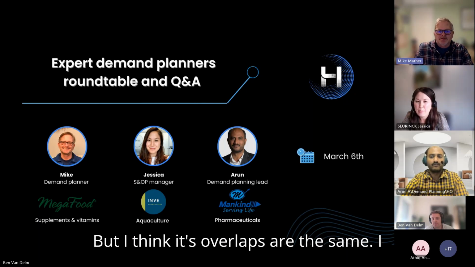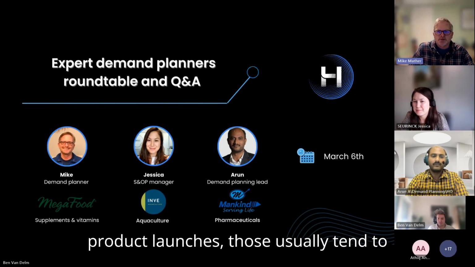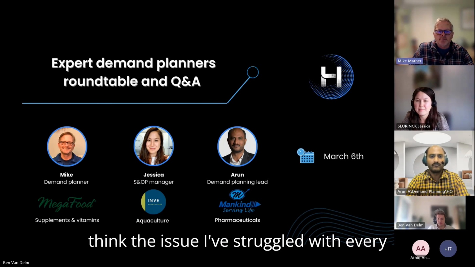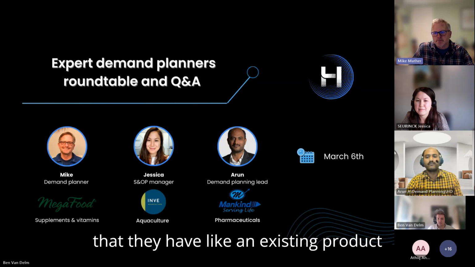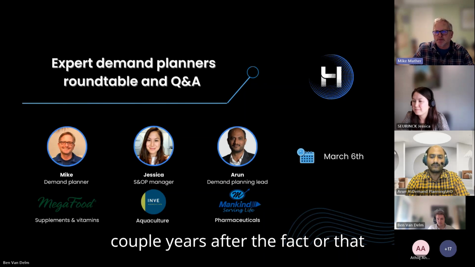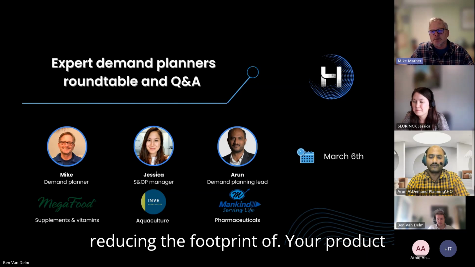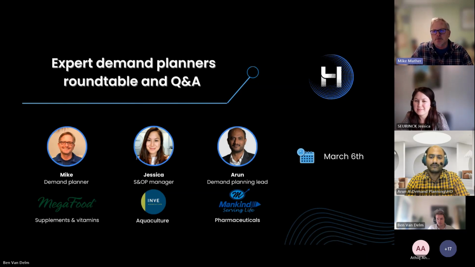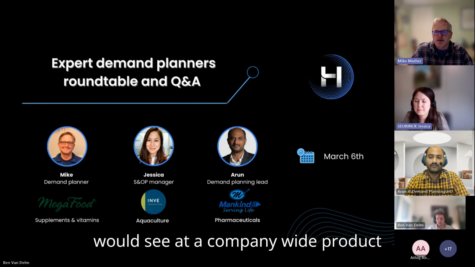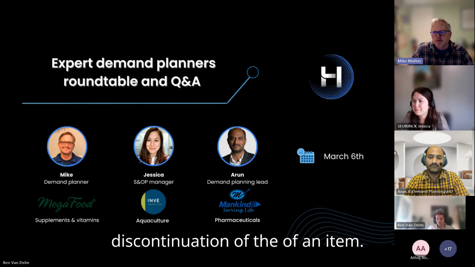Yeah, I think the overlaps are the same. When you have company-wide product launches, those usually tend to be more in sync. The issue I've struggled with every place is when you have, within an account, an existing product that you have, but they're placing it late, even a couple of years after the fact, or they're discontinuing or reducing the footprint of your product. Those intra-account placements don't have the same rigidity of communication that you would see at a company-wide product launch or a company-wide discontinuation of an item.